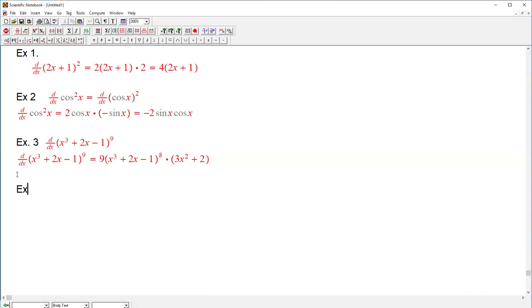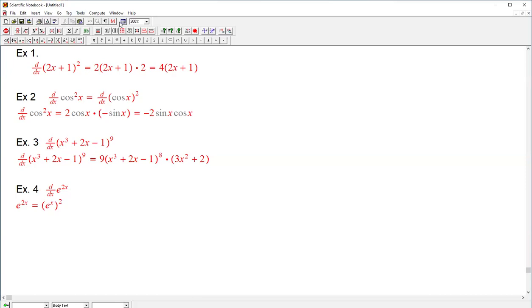For example, example number 4. Suppose I want to differentiate e to the power 2x. Very commonly seen situation. But if you look at e to the power 2x, this function can be seen in 2 different ways. Because of the power rule, it can be seen as e to the power x, then to the power 2.